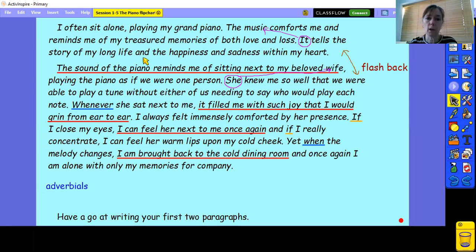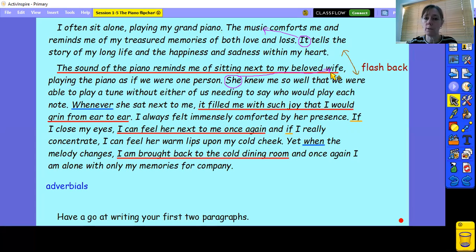So this first quite short paragraph here is telling us it's set in the present. Here he is playing the piano, and then here is the flashback to the memories. You see it changes when it begins: the sound of the piano reminds me of sitting next to my beloved wife. Straight away the reader knows that this is something that's in the past.